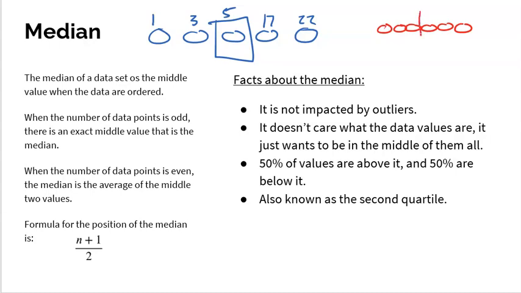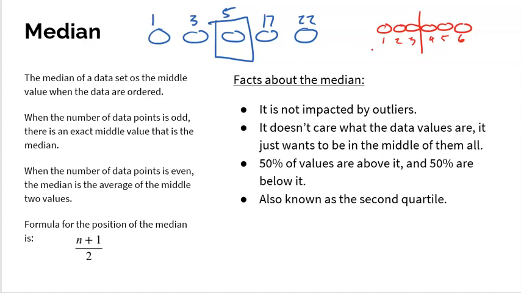The middle is right here. So it's actually not one of the values. It's directly in between the 3rd and the 4th values. This is the 1st, this is the 2nd, this is the 3rd value, 4th, 5th, 6th value. Again, who cares what the values are? The median just wants to be in the middle.